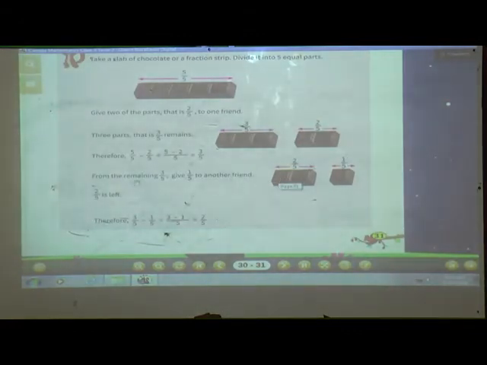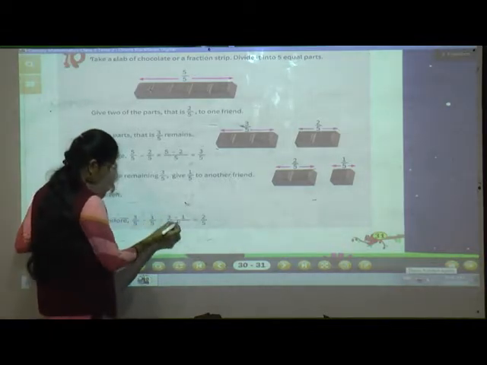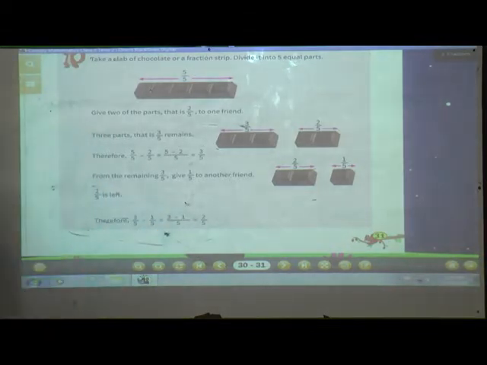Now from the remaining, that means 3 by 5, you have to give 1 by 5 to your friend, then 2 by 5 is left. Therefore 3 by 5 minus 1 by 5 means what? 3 minus 1 divided by 5 is equal to 2 by 5. Means here you simply have to do the subtraction of numerators only, the denominator remains the same. So in this way we see the subtraction of like fractions.